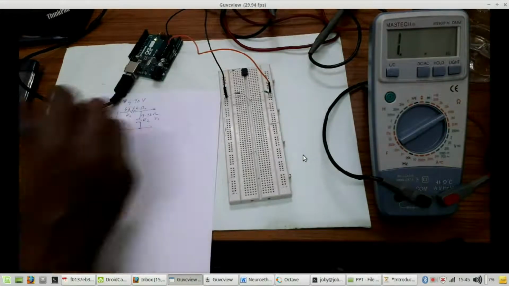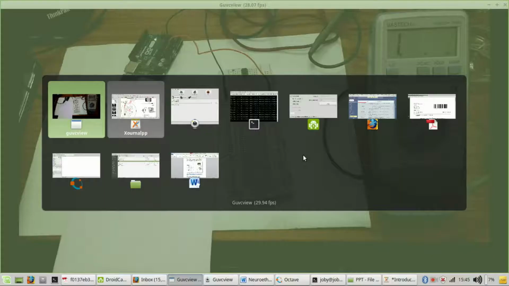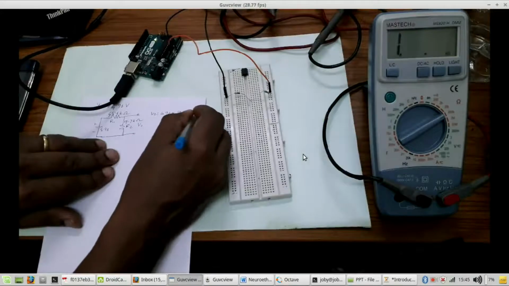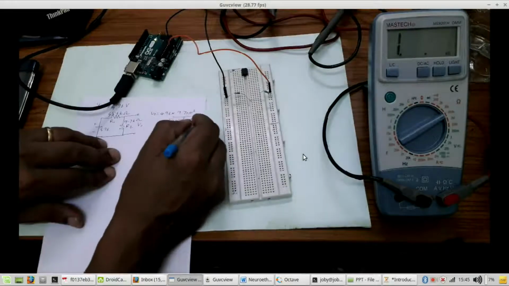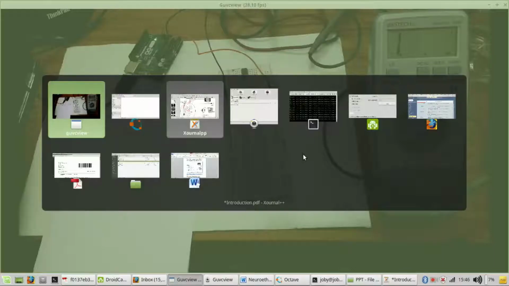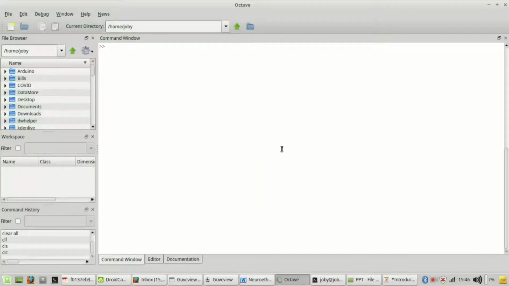We have 4.96, so we can use 9.7 into 10 raised to 3. All these 10 raised to 3's can be cancelled. So what's that value? Let us use Octave to do the calculation: 4.96 times 9.7 divided by 45.6 plus 9.7. And so we are expecting a voltage of 0.87 volt.